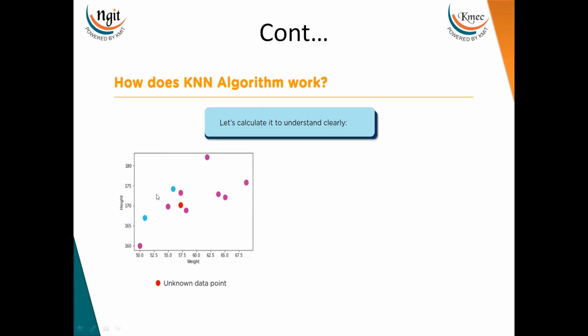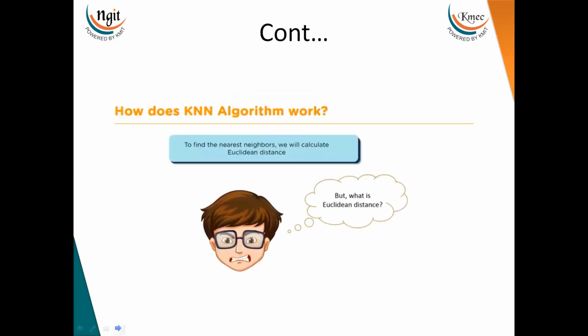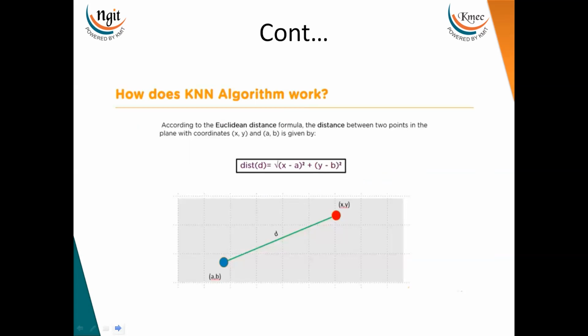These are the other data points whose values I know, which I plotted in the graph. And for this red dot data point, I don't know which class it belongs to. So I have to identify the class of this new data point. To find the class of the new data point, I have to find the Euclidean distance from the neighbor data points, and I'll choose the class of the new data point. So how do we find the Euclidean distance?